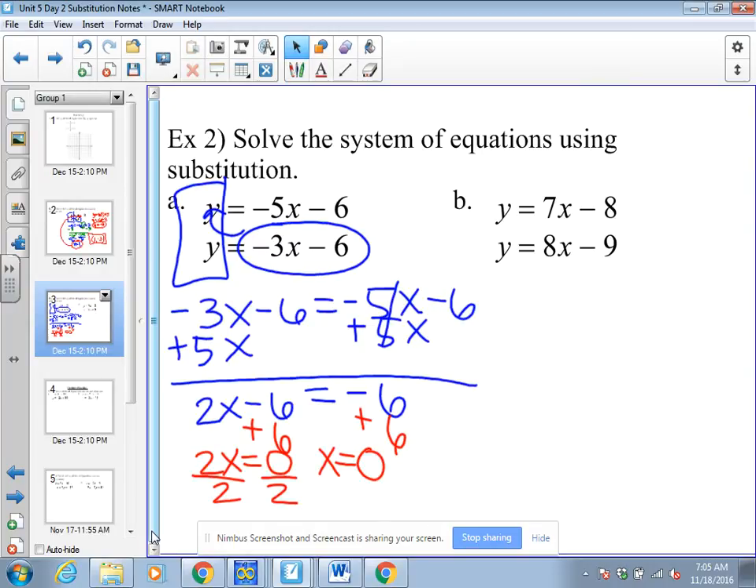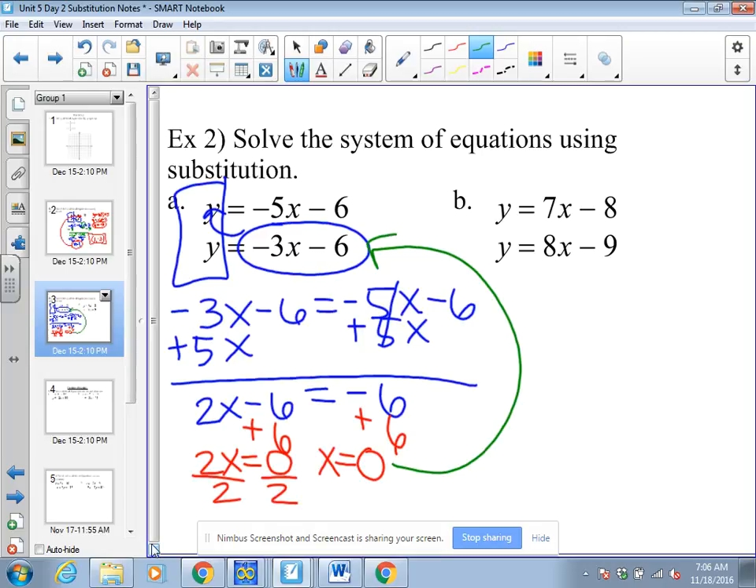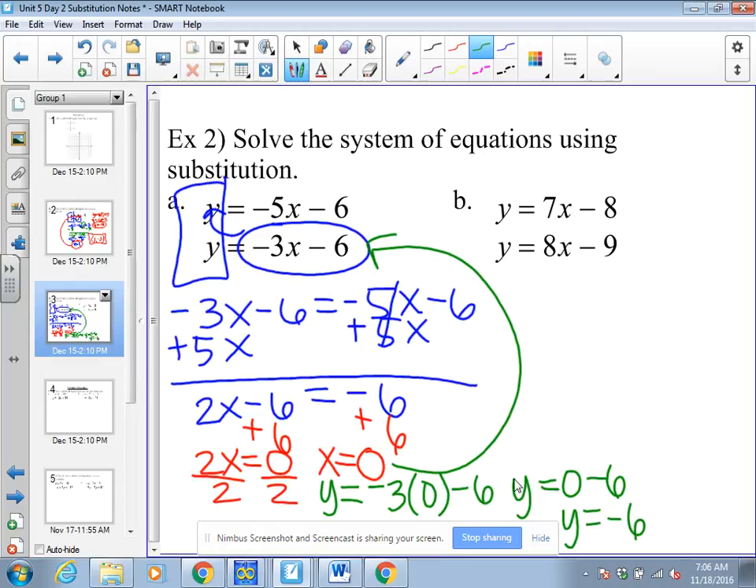From here, we need to plug in this 0 into one of our equations. It does not matter which one. So I'm going to plug in this 0 here. So I'm going to get y equals negative 3 times 0 minus 6. So this will become y equals 0 minus 6, which makes it y equals negative 6. All I'm going to do from there, write my coordinate point. Got my x value, got my y value, my answer, 0, negative 6.